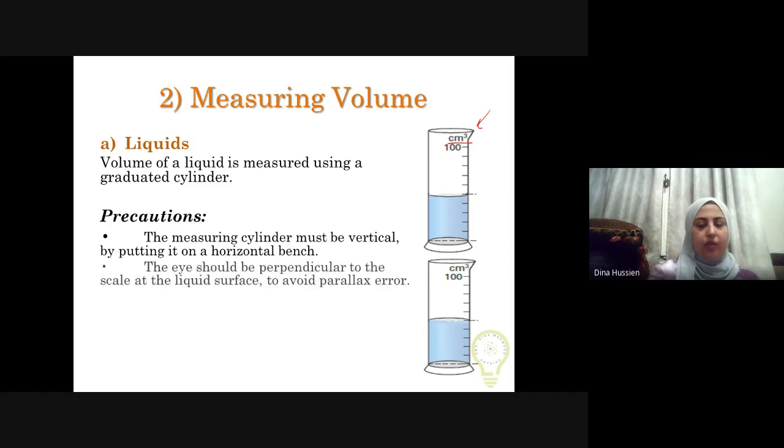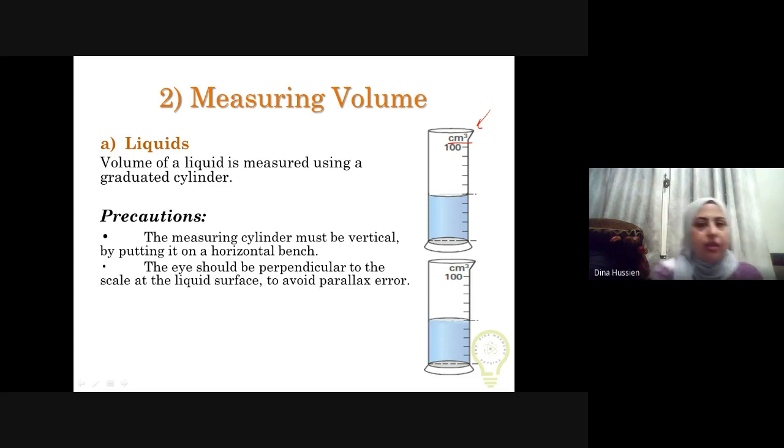What other precaution do I have? When I take the reading, my eye should be perpendicular to the scale. Like we said with the ruler, if you remember, the eye must be perfectly perpendicular so that there is no parallax error, so that I see the reading properly and it's not shifted from its position.